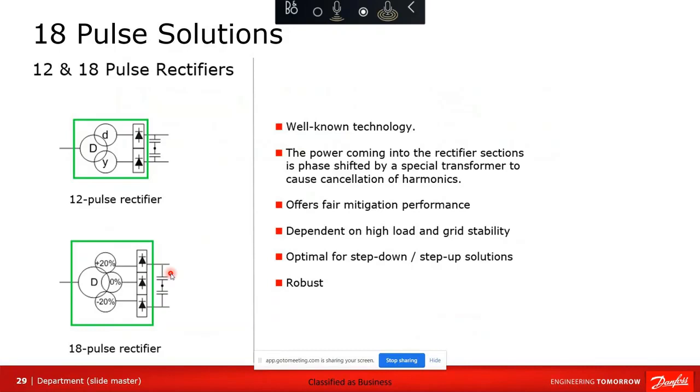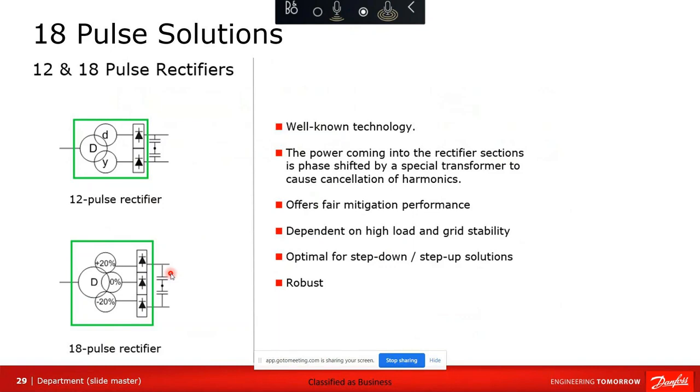The well-known technology: power coming to the rectifier sections is phase shifted by special transformers. It offers fair mitigation performance dependent on high load and grid stability, and that's the biggest issue. I would challenge you to go out to your power utilities, and don't ask them, but read what's coming off your transformers. Motors were typically designed at 460 volts. They boosted that up to 480 volts.